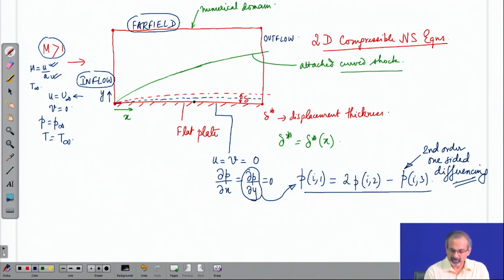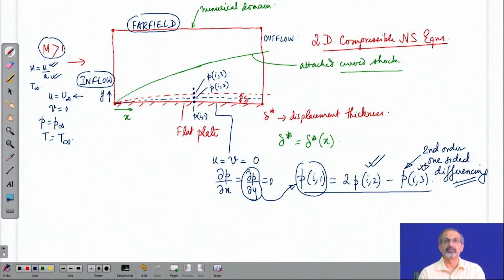If you have a point here on the wall, the next point here, still the next point here and so on, you can call this as P I 1, this as P I 2, this as P I 3, and then the P I 1, that means the pressure at the wall gets defined based on the pressure of the two neighboring points in the flow field. And because the pressure in the flow field will be obtainable by using the conservation equations, they can help you define the pressure at the wall using this relation.